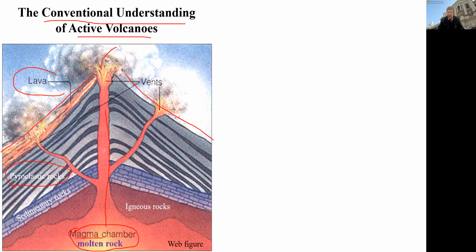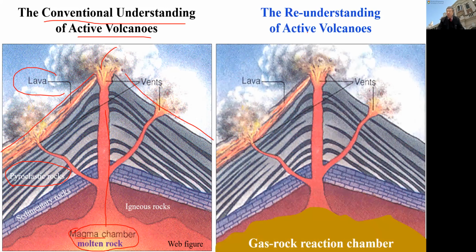So the magma chamber, the molten rock, the magma is from the deep ground. My re-understanding of an active volcano is that this chamber is a gas and rock reaction. The gas is from deep ground. The rock is the surrounding rock, like igneous rocks in the crust or deep. The reaction here then produces the broken rocks, the lava, and the gas, forming these cone-shaped mountains.